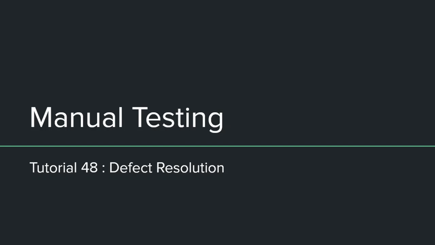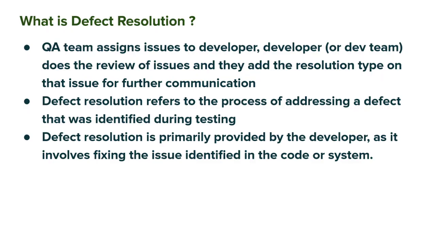We will see what exactly is defect resolution. So what is defect resolution? We have seen that the QA team assigns issues to developers. Whenever during test execution you find any issue, we log that defect and assign it to a developer. During test execution, multiple issues will be logged.